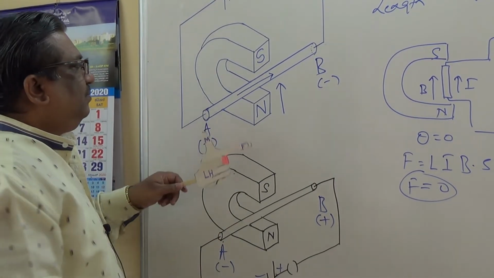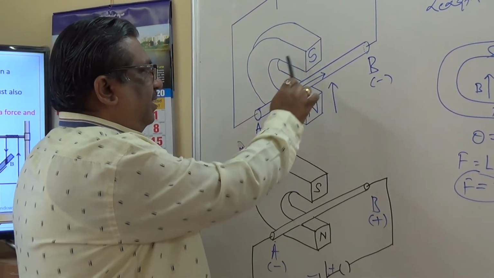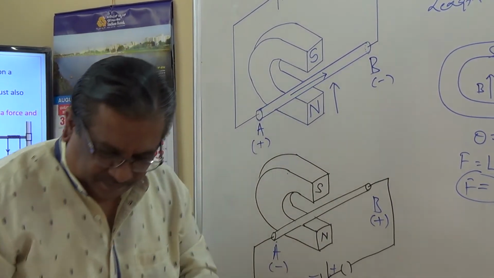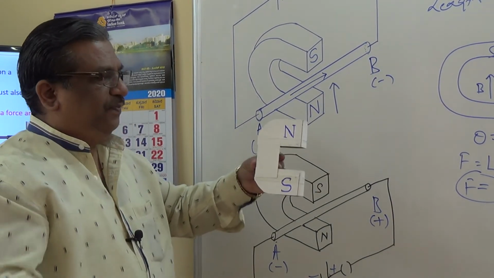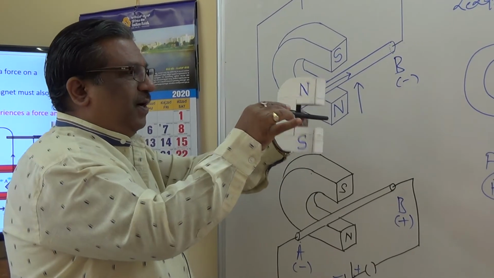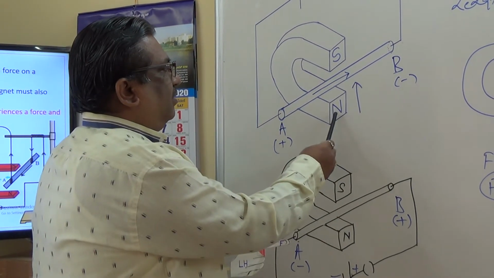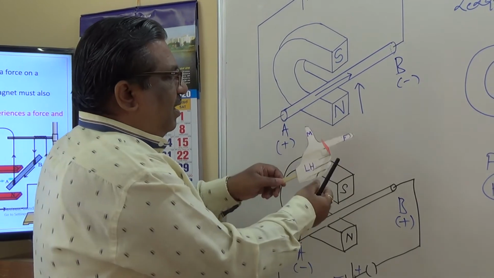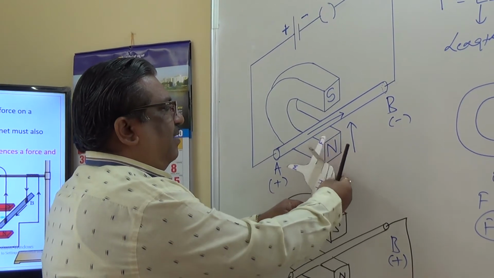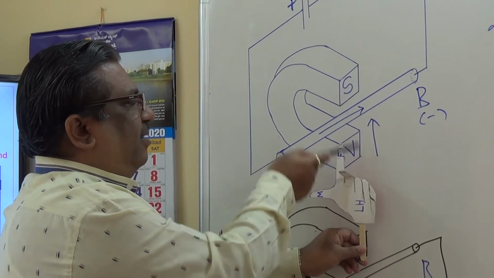Now let's see here. This is a conductor which is placed in this horseshoe magnet. Already you know the position of this conductor, how it is placed. It is placed like this. I hope you are able to understand. So here, north to south is the field direction. Field is the index finger. So therefore I will point this index finger in the direction of the magnetic field.